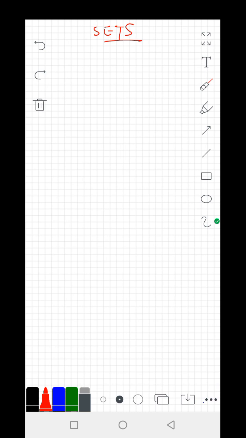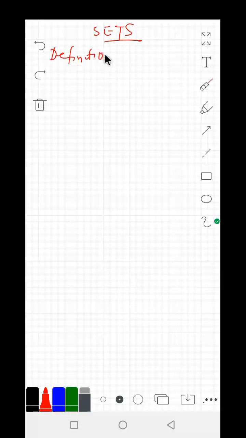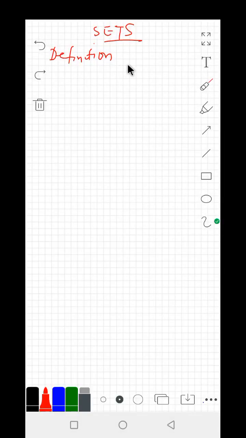So basically, let's define a set. A set is defined as a collection of numbers or objects, all right? When you collect numbers or objects, we define that as a set.